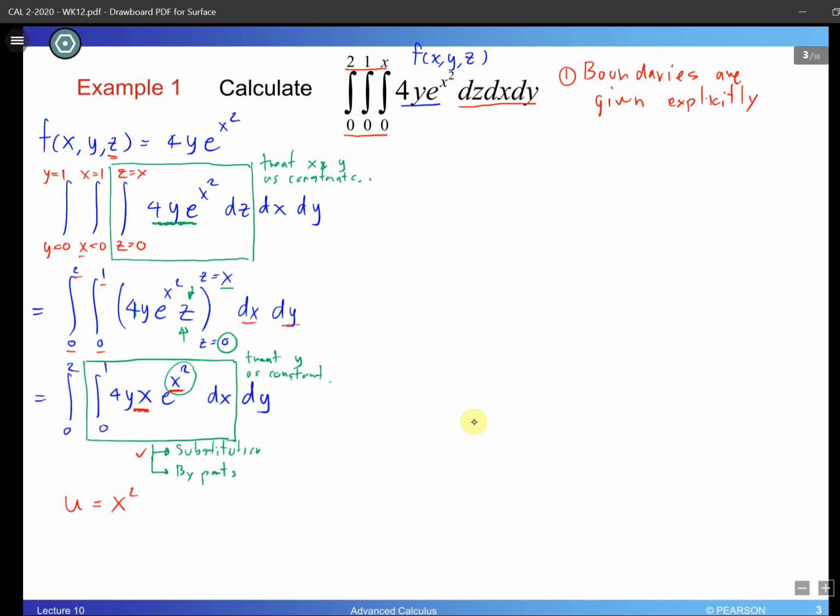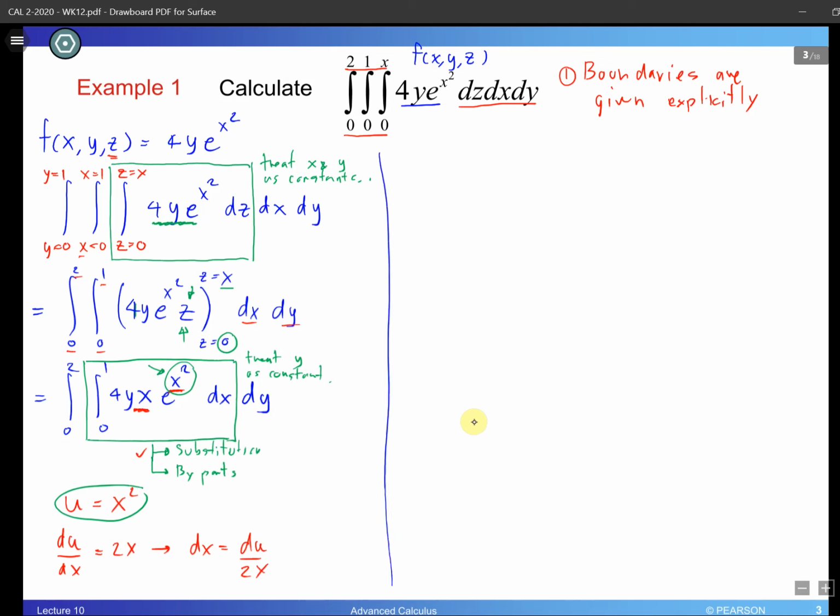So with this, I differentiate, du with respect to x, I get 2x. And with this, I get dx equal to du over 2x. And now I am going to apply this substitution right here into this place. So let's continue over here.